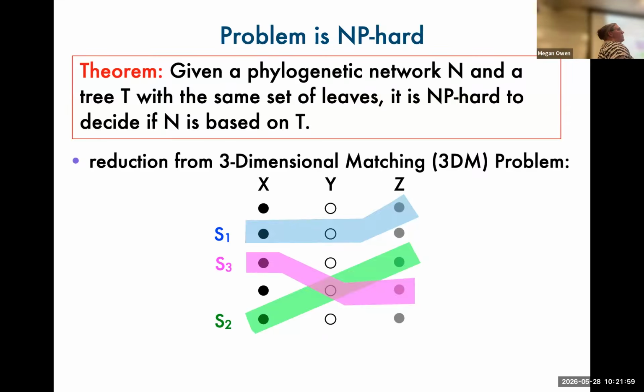Well, if you're given a matching, you can check it very easily. But you're right, if you have a set, is there one or not? I think that's the question, right? You're trying to decide, does that set exist?